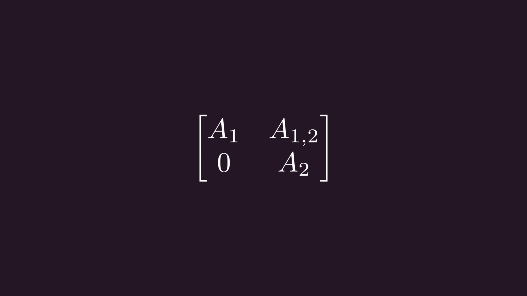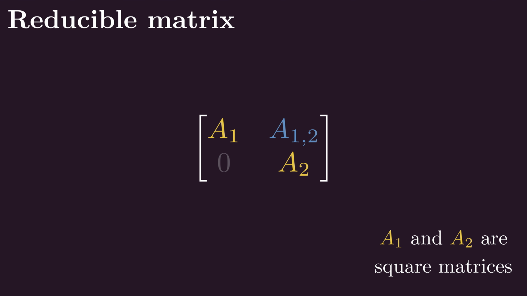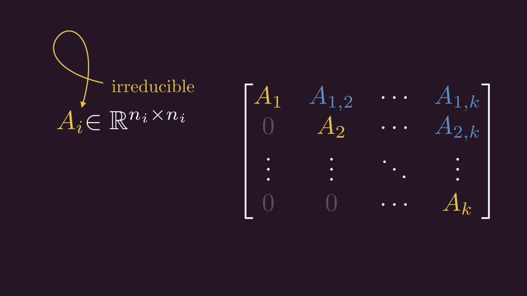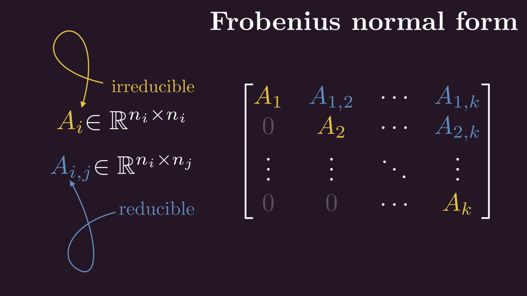Now we are ready to talk about the structure of matrices. Matrices that can be written in an upper block triangular form with square blocks along the diagonals are called reducible. Otherwise, they are called irreducible. We can push the idea of reducible matrices even further. This upper block triangular matrix structure with irreducible square blocks along the diagonals and reducible matrices above the diagonal is called the Frobenius normal form.